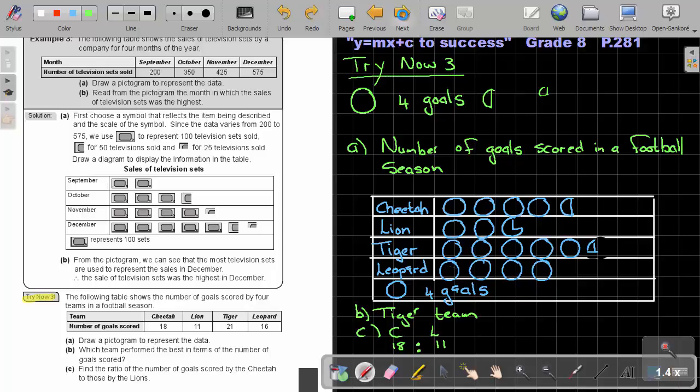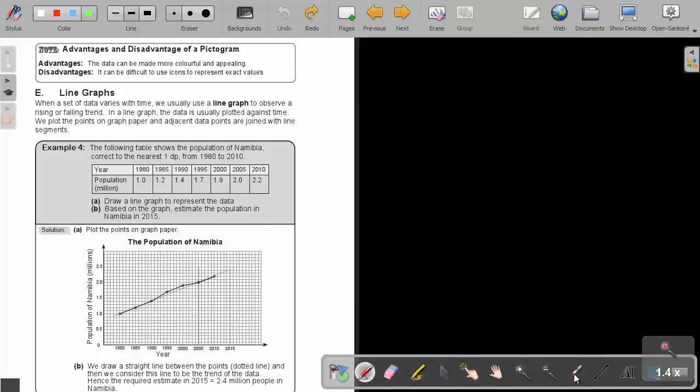And the last, we're going to look at the advantages and the disadvantages of a pictogram. The advantage of a pictogram: the data can be made more colorful and appealing, so it actually stands out more. The disadvantage: it can be difficult to use icons to represent exact values. If it's not dividing into 4, it can be very difficult to get that icon and to represent half or a quarter or a tenth of that icon.